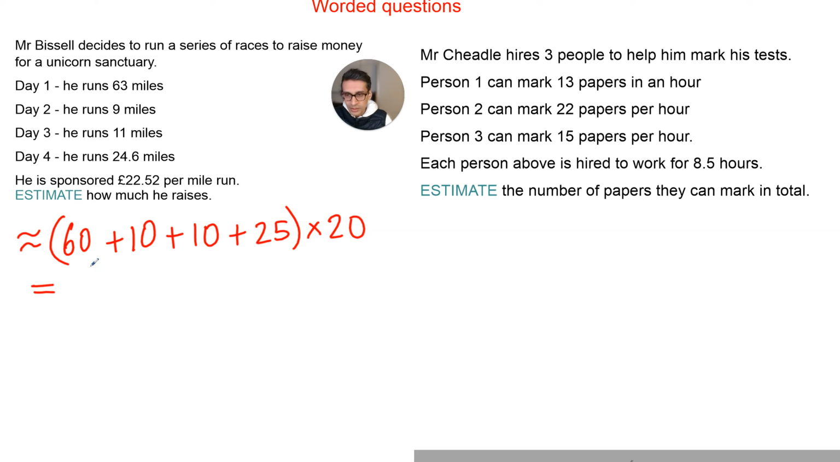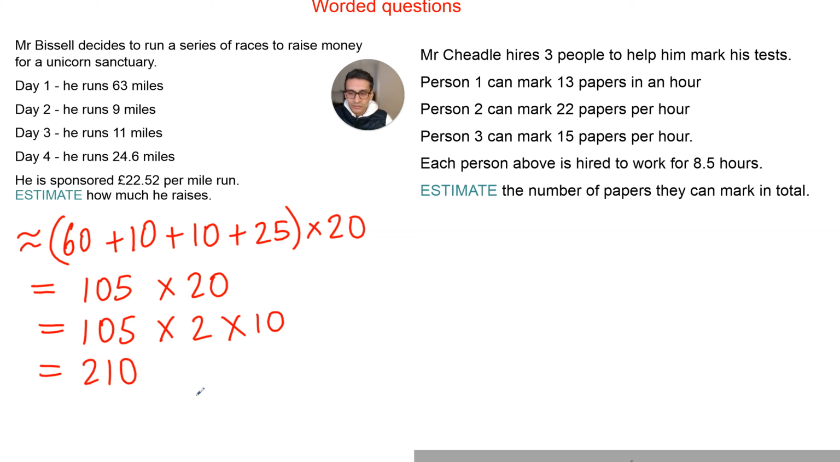Now this calculation is exact. So 60 plus 20 is 80. 80 plus 25 is 105 times 20. Now this is not as hard as it might look, so it's 105 times 2 times 10. So 105 times 2 is 210, multiplied by 10, which gives you £2,100. So this is how much we would estimate for him to make.